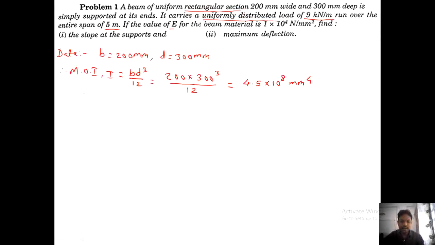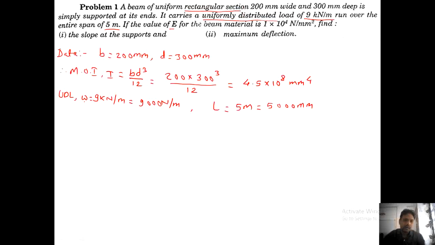Here we calculate moment of inertia. Then the UDL value is given. UDL, small w, is 9 kilonewton per meter, that means 9000 Newton per meter, okay, kilo stands for 10 raised to 3. And total length is given as 5 meter. Let me convert it in mm, 5000 mm.